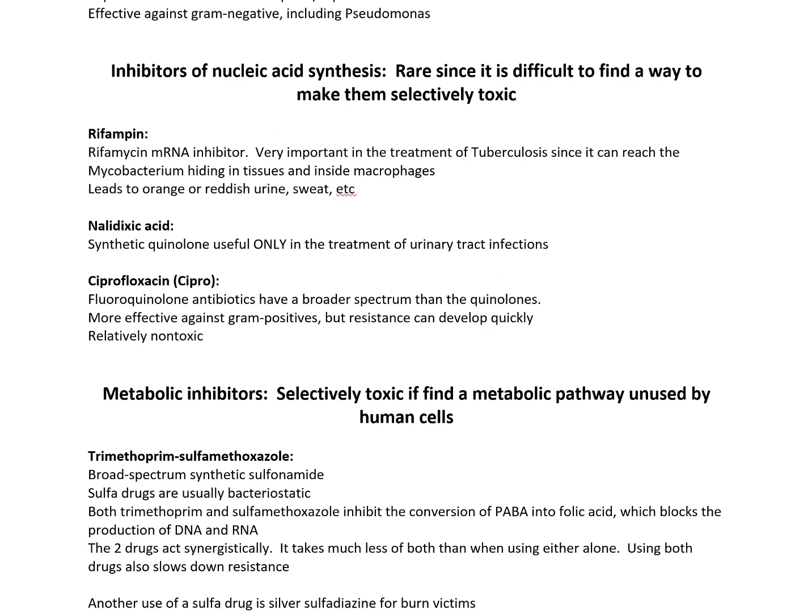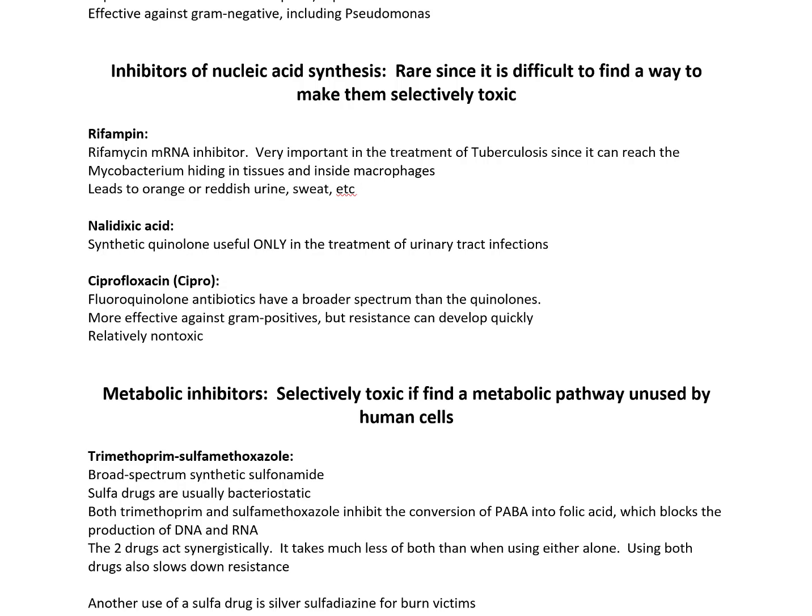Inhibitors of nucleic acid synthesis. So all living things need DNA, RNA, messenger RNA, etc. This is rare though because we need to make purines, pyrimidines, DNA, RNA, etc. So the drugs that inhibit nucleic acid synthesis, we have to do it in a way that won't hurt us.